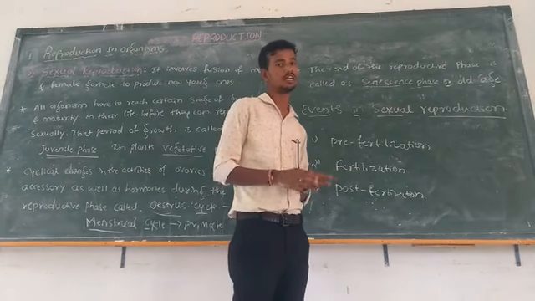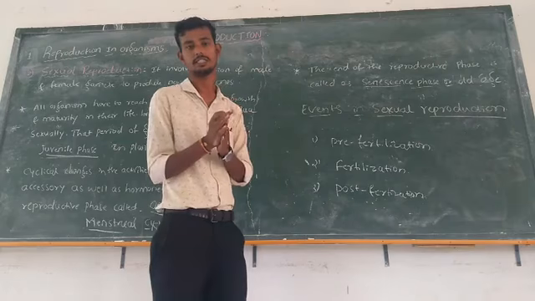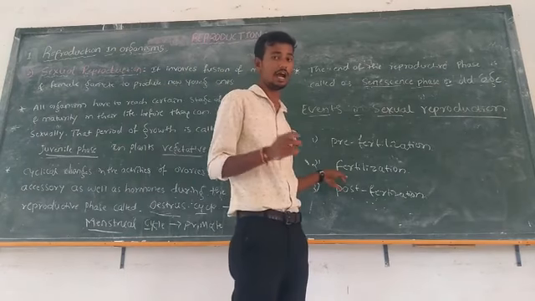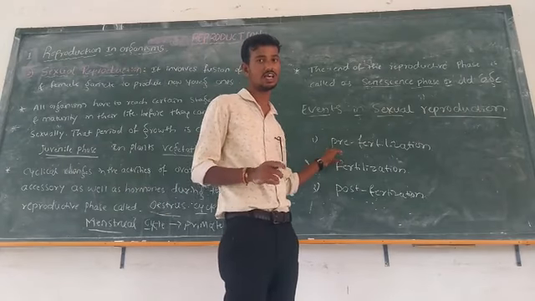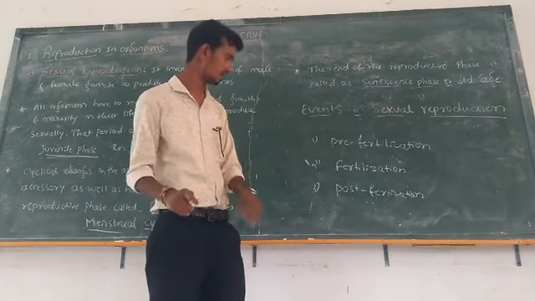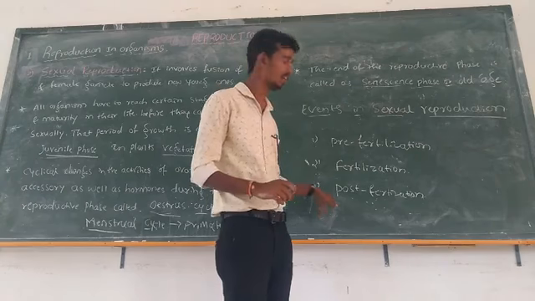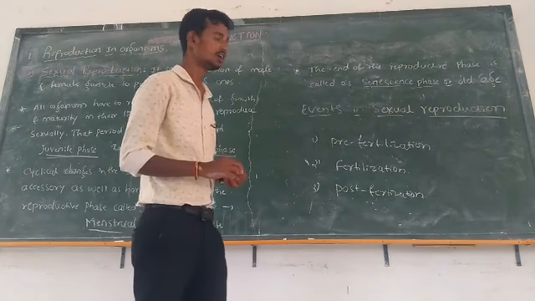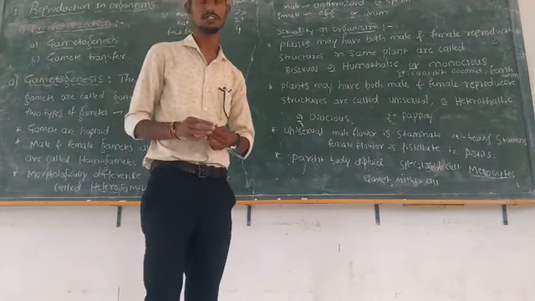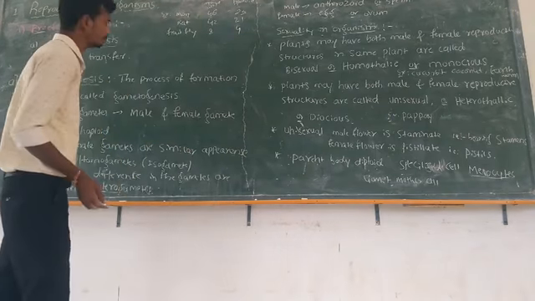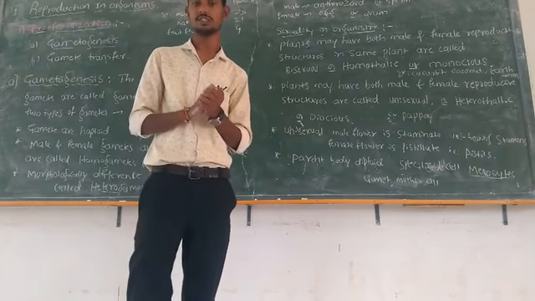Fertilization means the fusion of the two gametes. That is called fertilization. The process before fertilization is called pre-fertilization, and the process after fertilization is called post-fertilization. These are important. Now we are going to discuss these main events: pre-fertilization, fertilization and post-fertilization.